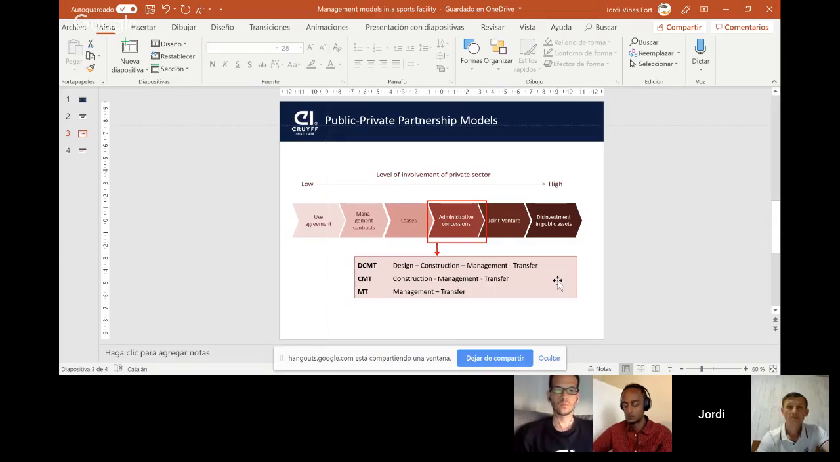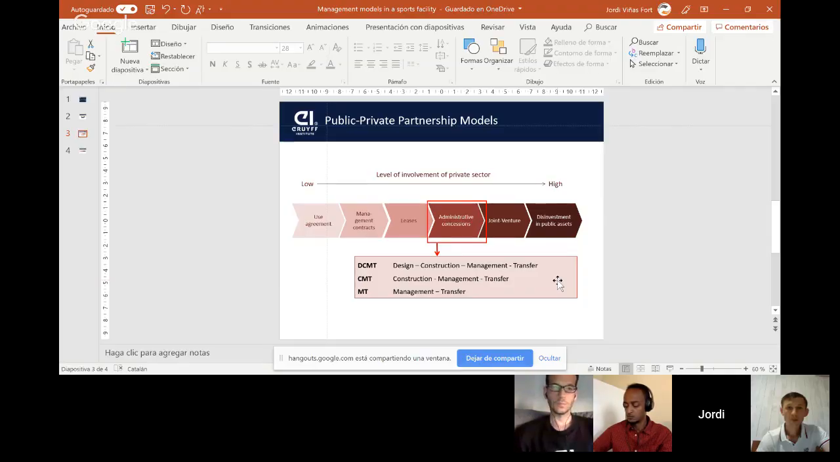Yeah. So at the end of the day, there's always going to be a transfer of the asset from the private to the public sector. And that's important, because sometimes you may find a facility that is being managed by a company for, I don't know, 20, 25 years. That has happened in Barcelona. And after 25 years, that facility is almost, many things are not working well, and so on and so on.